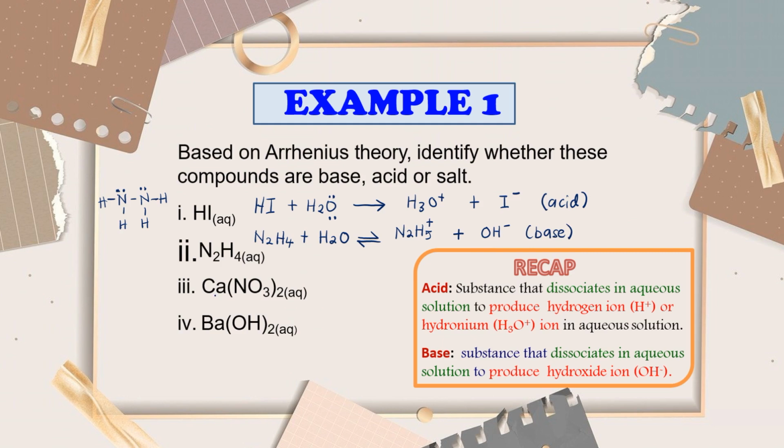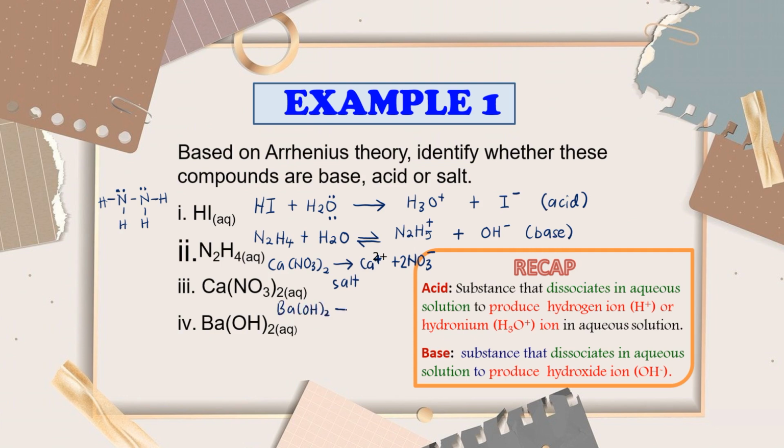Calcium nitrate. When calcium nitrate dissociates, it becomes Ca 2 plus and 2 NO3 minus. It cannot form H3O plus or OH minus, so therefore it is a salt. Now, BaOH.